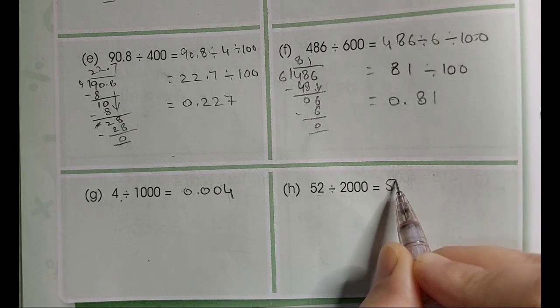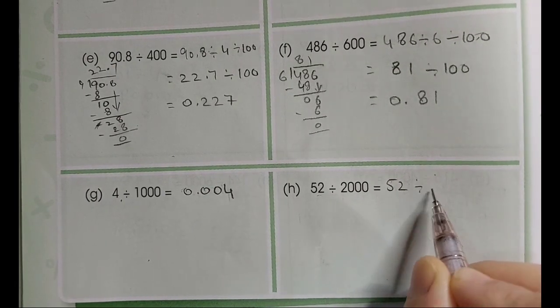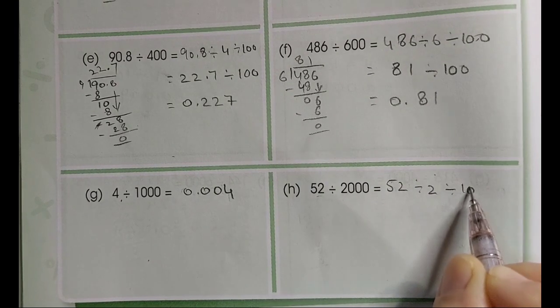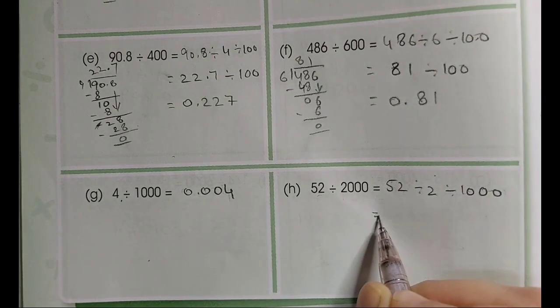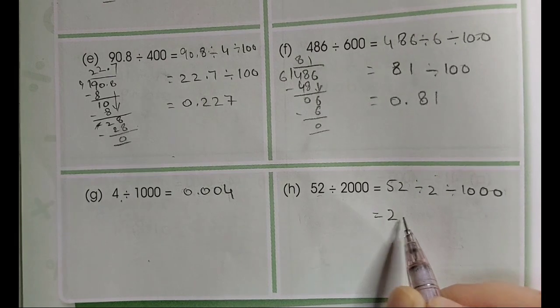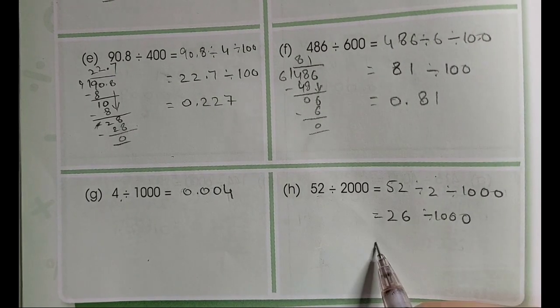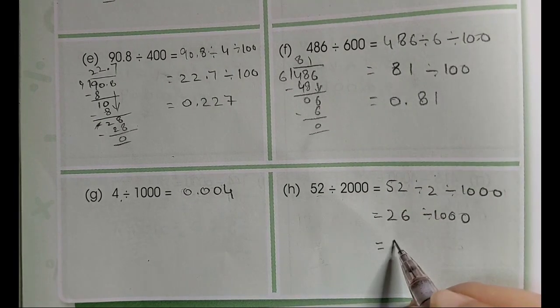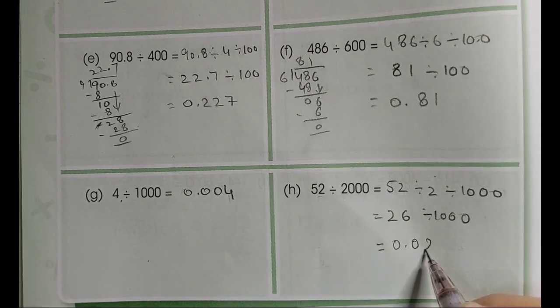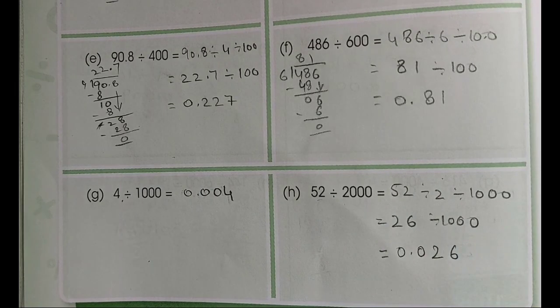Now come to part H, that is the last part of this worksheet, that is 52 divided by 2000. First of all, we have to split this 2000 into 2 and 1000. So when you divide 52 by 2, it will become what? 2 2s are 4, 2 6s are 12, divided by 1000. Now move the decimal towards your left 3 decimal places, 0.026. So this is the answer for part H. Now in the next video we will continue with your next work it out.